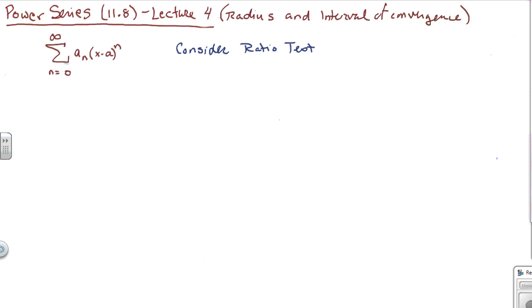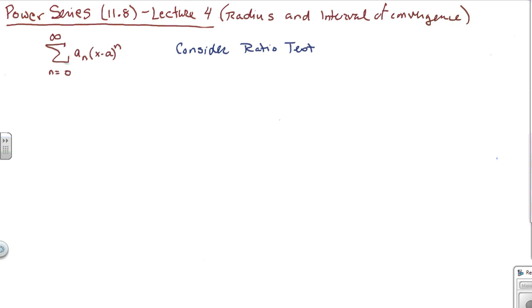Okay, hello again. Welcome to lecture 4 on power series. This is section 11.8 from Stewart's Calculus, if you're following the book, and this again is a video made for my Calc II students. If you haven't taken or are studying Calc II yourself, you may not follow it. It relies on previous topics.